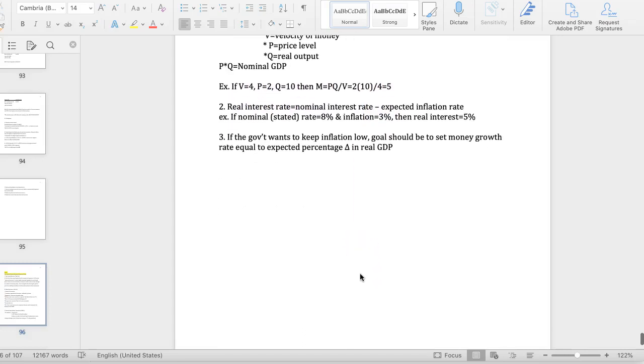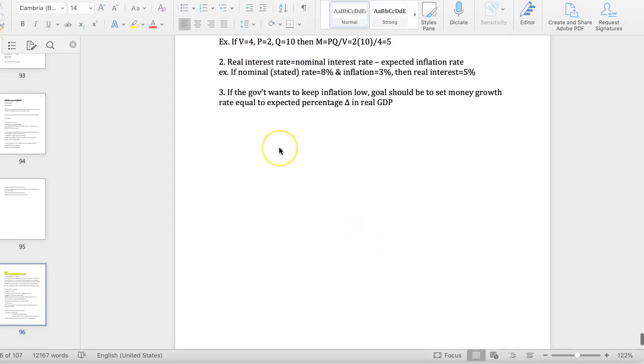So just a couple more little tidbits. How can you figure out what the real interest rate is? The real interest rate is the nominal interest rate minus the expected inflation rate. For example, if the nominal or stated rate is 8% and inflation is 3%, then we know that the real interest rate is 5%. Why is this important? This is important if you're going to make an investment or you're going to take out a loan and you're talking about interest rates in the future.